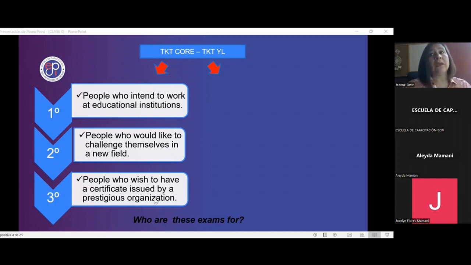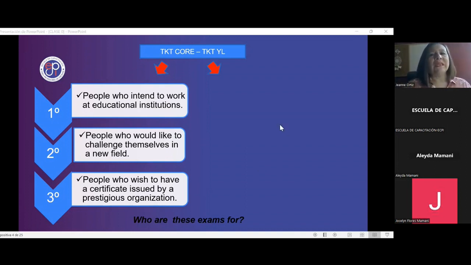Because when you say, okay, I have my TKT, it's a proof that you have an international exam and that you deal with the methodology, the technique, the strategies according to international standards, right?